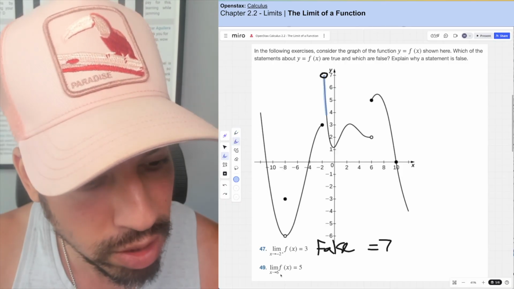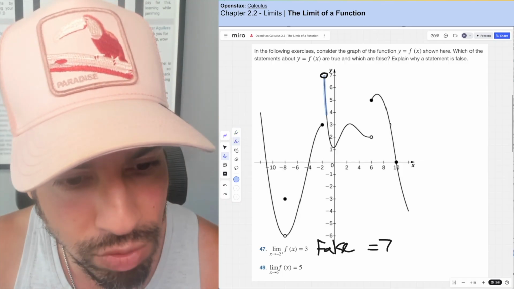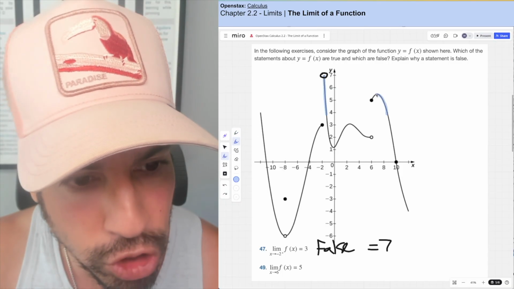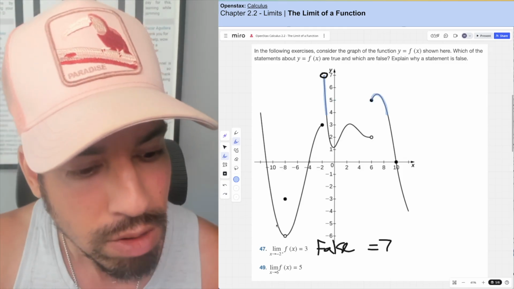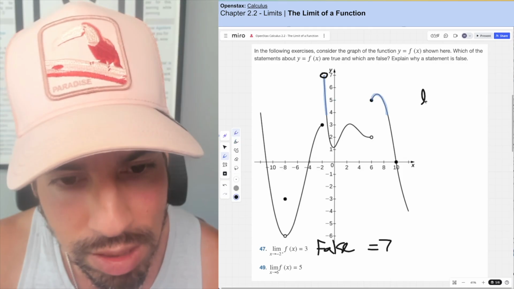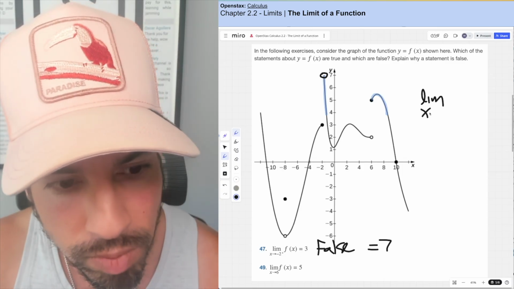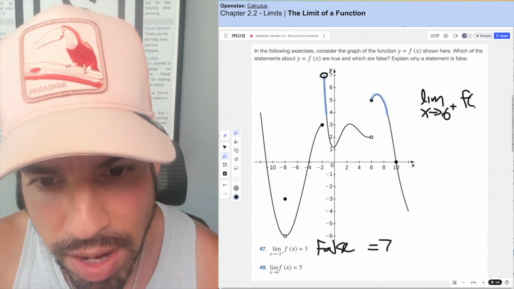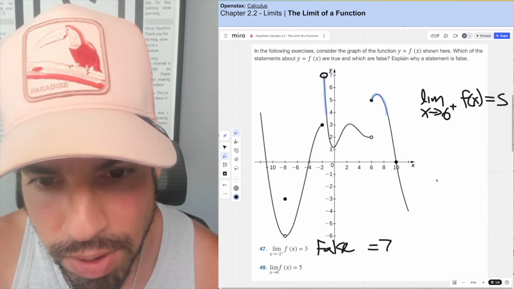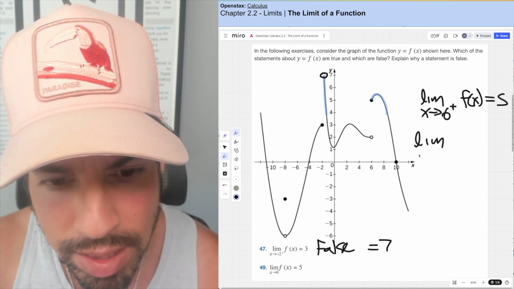So if we look at it from the right-hand side, that's from this side, right? What is it approaching? Oh, look at that. It is going to 5. I believe it is approaching 5 from the right-hand side. So we can write this as the limit as x approaches 6 from the right-hand side of f of x, that certainly does equal 5, right? What about from the left-hand side?